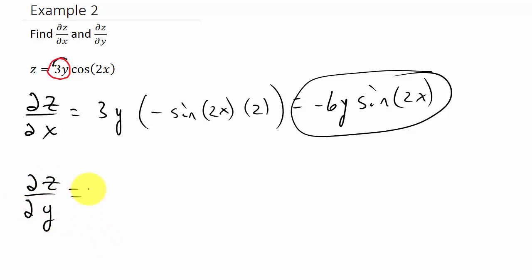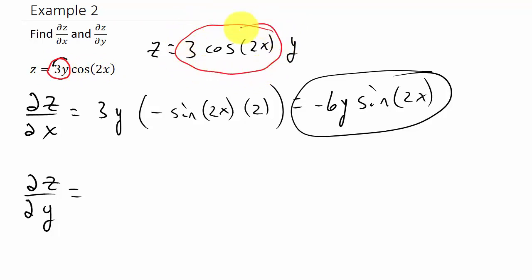Let's take the partial of z with respect to y. This time, y is our variable, and everything else is a constant term. Let me rewrite this so maybe you can see it better. z is 3 cosine 2x times y. All I did is put the cosine 2x between the 3 and the y, because that's just a constant.